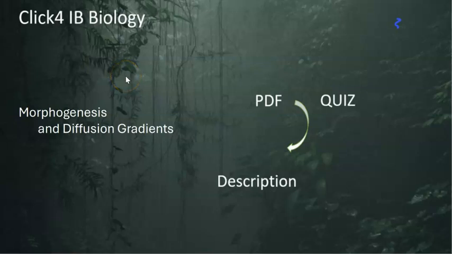Click for IB Biology. Here we're looking at the process of morphogenesis caused by the diffusion gradients of morphogens.